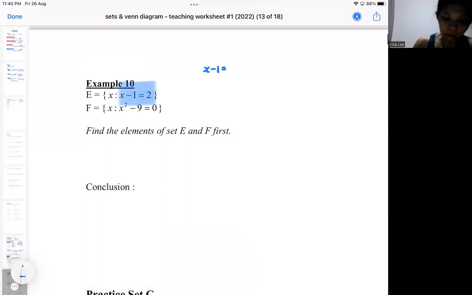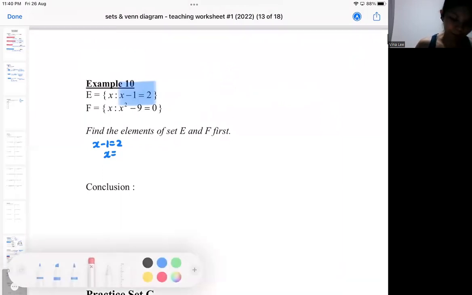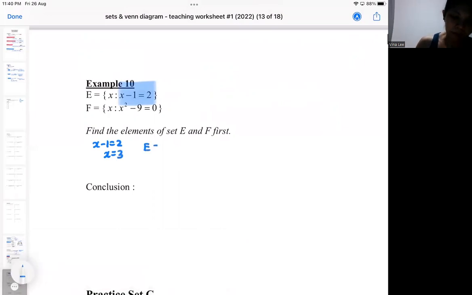So X minus 1 is 2. So X is equal to 1. So from here, I should actually do the working here. So this, oh, sorry, I made a careless mistake. It should be equal to 3. So this is the element of E. So there's only one answer that satisfies the equation. So there's only one element.